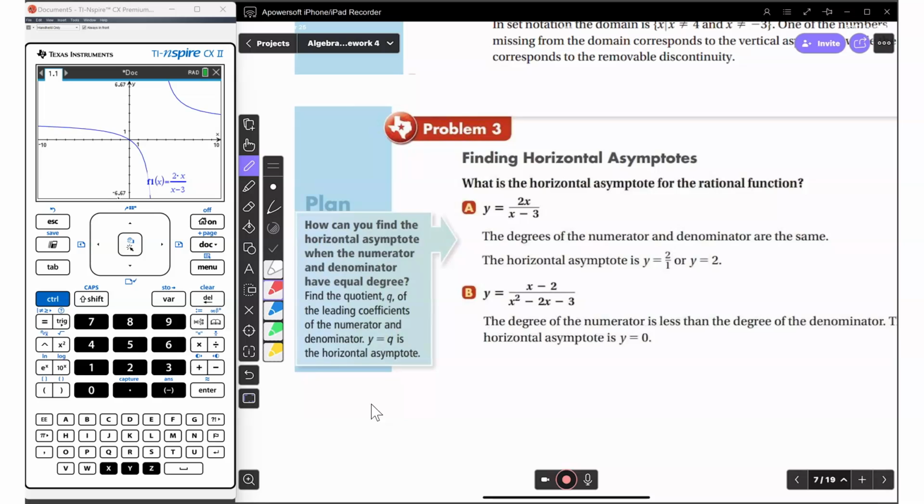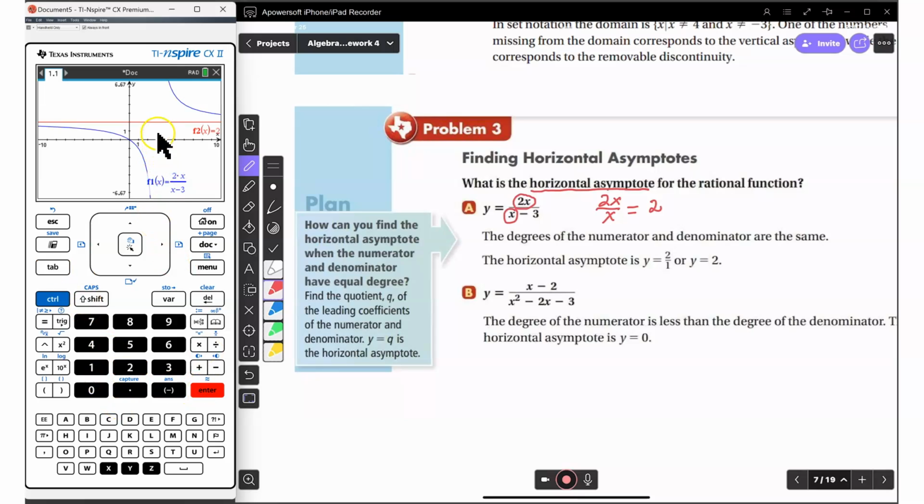We're going to find the horizontal asymptote. To find the horizontal asymptote, you have to compare your numerator and your denominator. You notice that we have 2x here and we have x here. So all we have to do is 2x over x, and 2x divided by x is 2. As long as it's the same exponent or the same degree, it's going to be 2x over x, which is 2.